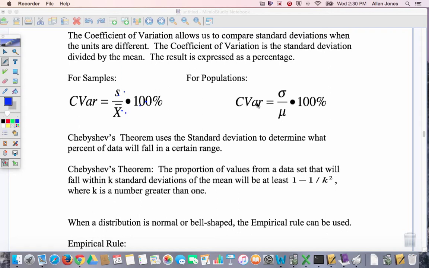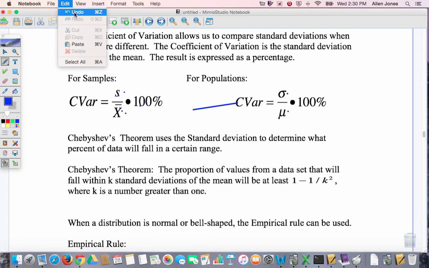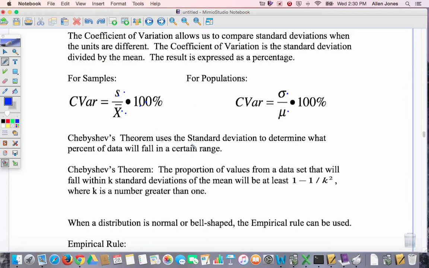Population is the same calculation. It's a standard deviation divided by the mean multiplied by 100%. Just notice the different symbols. For our sample values, we use letters out of the alphabet. For the population values, we use Greek letters from the Greek alphabet as far as those symbols are concerned. Either way, our coefficient of variation is the standard deviation divided by the mean multiplied by 100%. And once again, that allows us to compare how spread out two separate sets of data are.